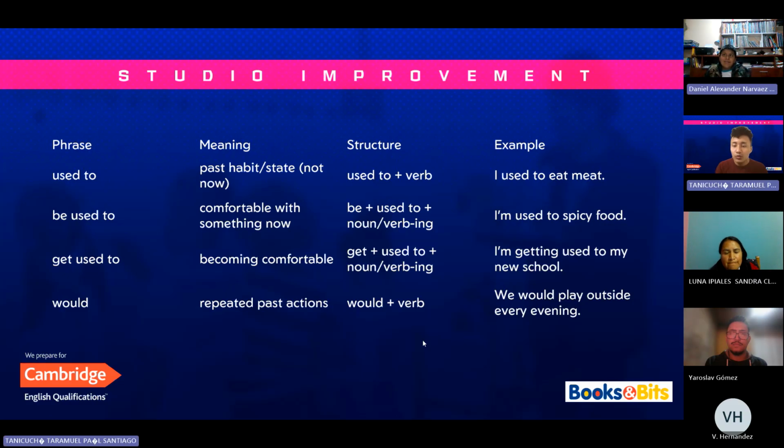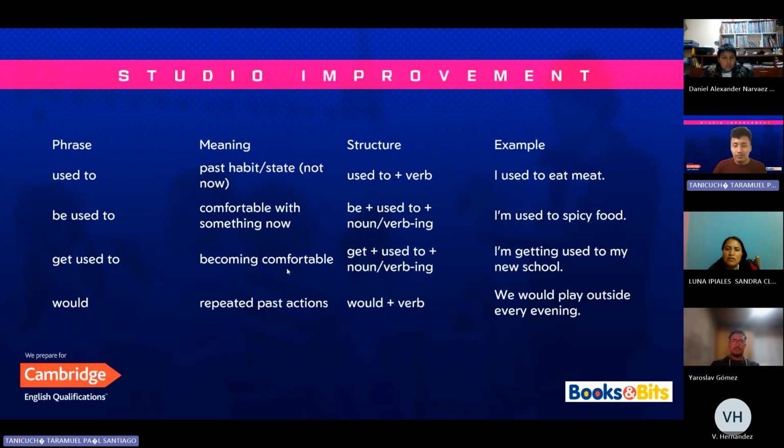Yes, we use would to talk about past habits. Used to is for actions and past habits as well. For example, I used to eat meat. Yo solía comer carne. You see? Be used to means being comfortable with something now in the present. For example, I'm used to spicy food. Yo estoy acostumbrado a comer comida picante. You see?